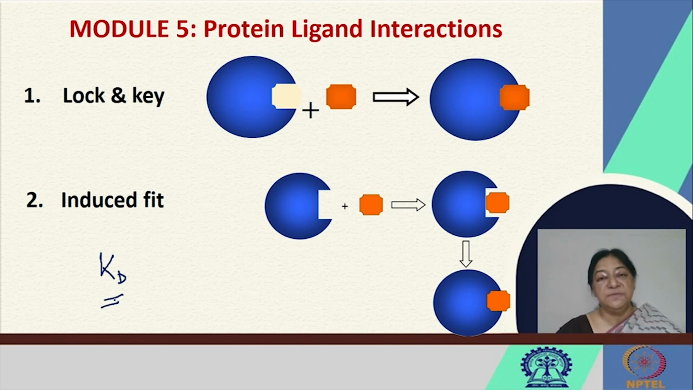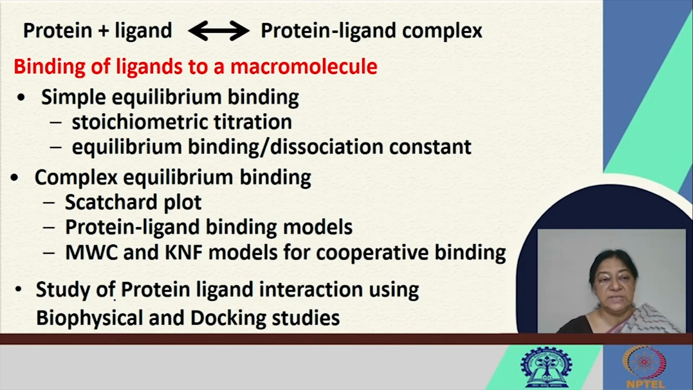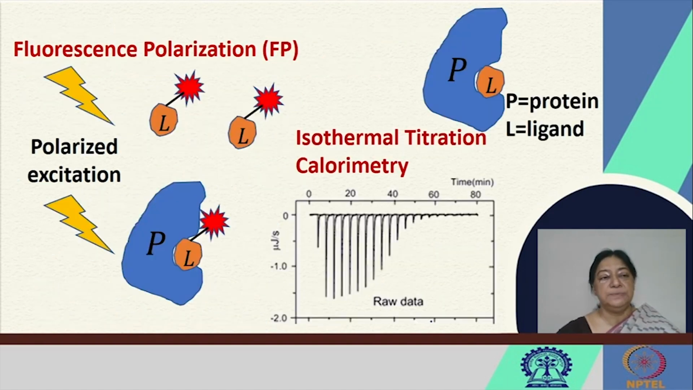So we looked at a specific affinity, a specific binding characteristics. And in this case, we looked at simple equilibrium binding, where there was stoichiometry involved, a dissociation constant that came as an important factor, and then complex equilibrium binding, where there could be multiple sites, cooperativity that would give us an idea of how our protein is interacting with the ligand. This could also be done experimentally through many biophysical studies and through docking studies, giving us an indication as to where the small molecule is binding to the three-dimensional protein.